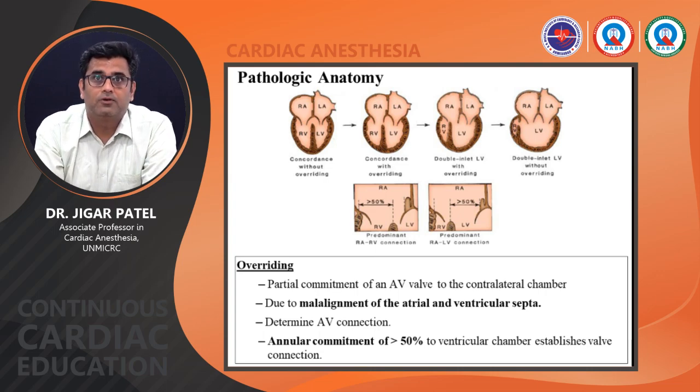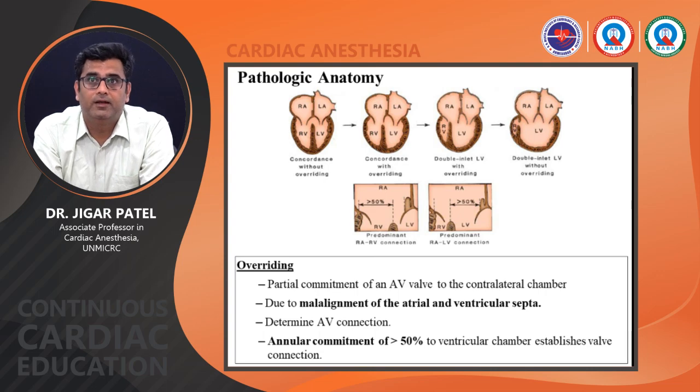So, it is a concordance with overriding. In the third image, you can see the overriding is more than 50%. So, it became double inlet left ventricle. So, tricuspid valve is committed to the LV, and it is called double inlet LV with overriding. And in the last image, there is a double inlet and both valves are committed to the LV. So, it is without overriding.